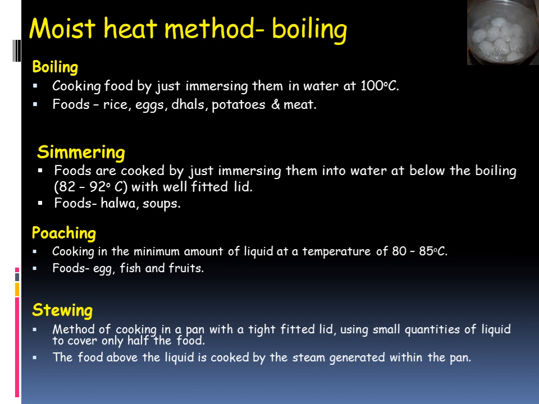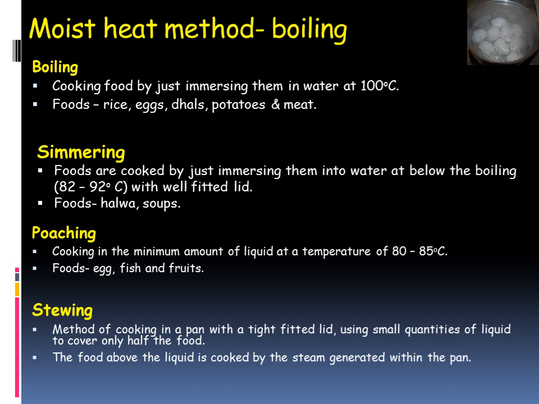Next one is stewing. Here, food is cooked in a pan with a tight-fitting lid, using a small quantity of liquid to cover only half the food. The liquid is brought to boiling point and the applied heat is reduced to maintain the cooking at simmering temperature. The food above the liquid is cooked by the steam generated within the pan. Apple, meat along with some root vegetables and legumes are stewed. Merits of stewing: loss of nutrients by leaching does not take place. Flavor is retained. Demerits of stewing: this process is time consuming and there is wastage of fuel.